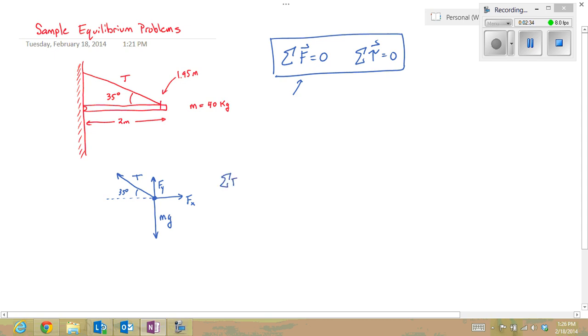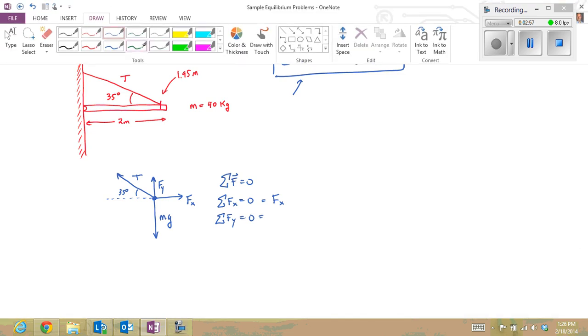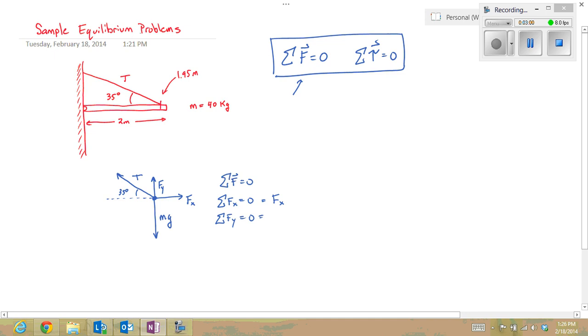So I can apply sum of the forces is equal to zero, which means that the sum of the forces in the x direction have to equal zero, and the sum of the forces in the y direction have to equal zero. So I can expand those equations out from my diagram. I see that Fx points in the x direction, and I see that the x component of the tension points also in the x direction. So if I were to break this into components, I would get a T sub x going this direction and a T sub y pointed this direction.